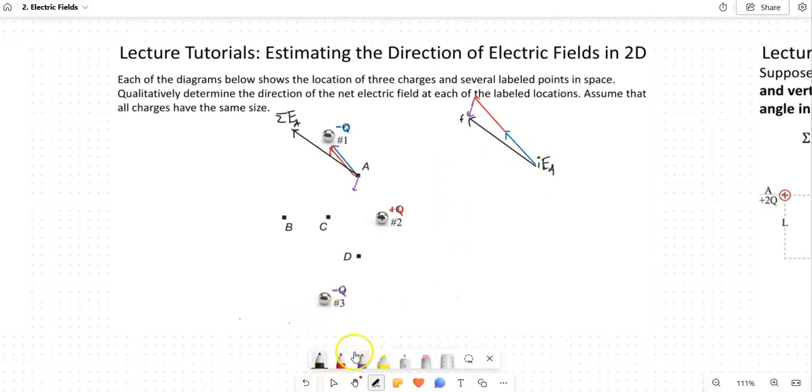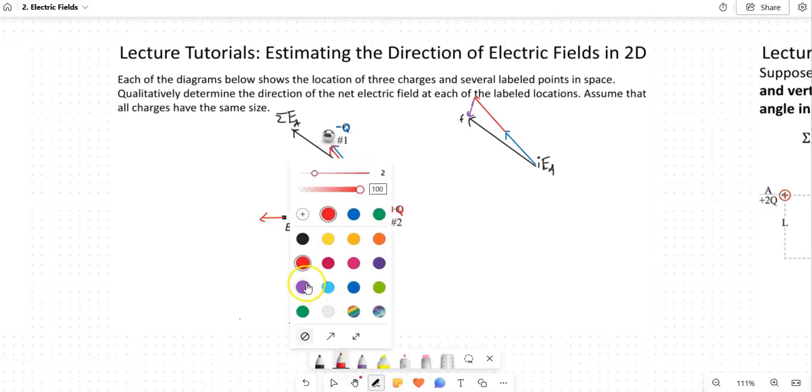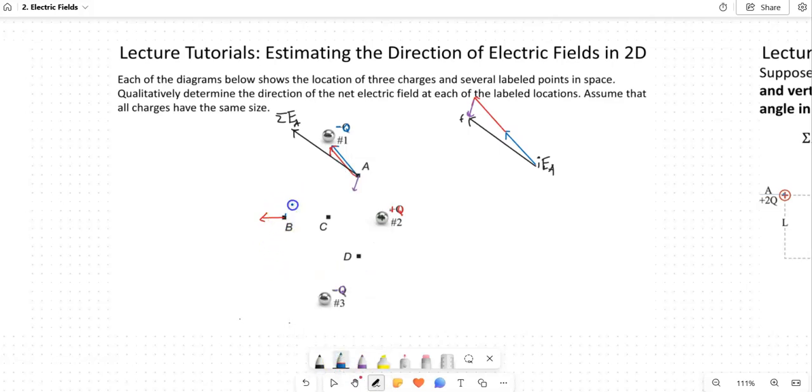All right, let's do B. The red electric field is going to be smaller and pointed away from it. The blue electric field is going to be smaller and pointed towards it. These don't have to be perfect. And the purple electric field, it looks like they're all the same distance, is going to be smaller and pointed towards it. Off to the side over here, I'm going to do addition of vectors.